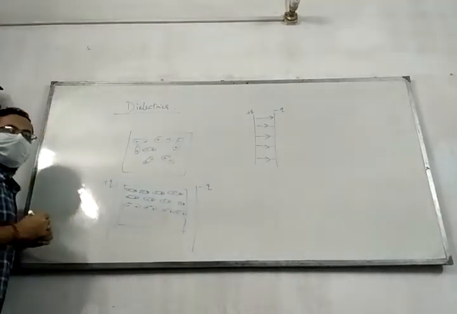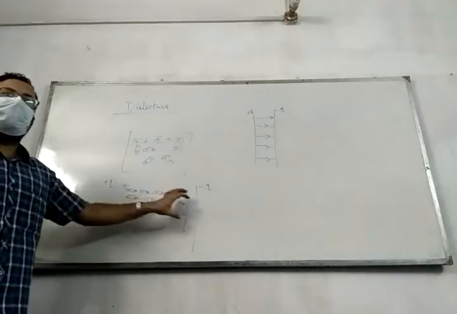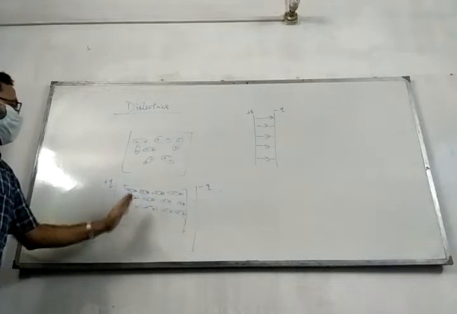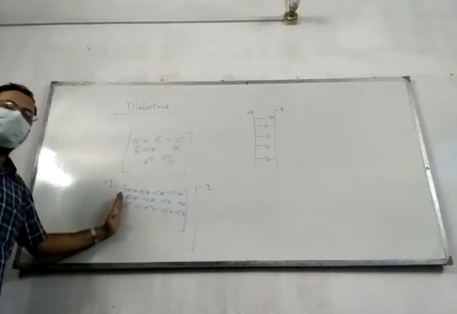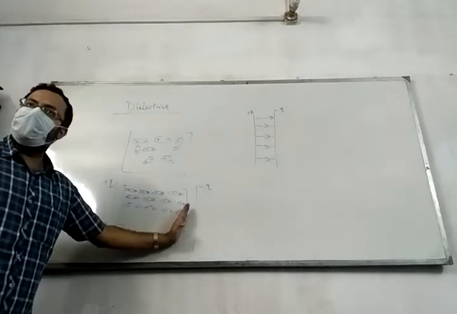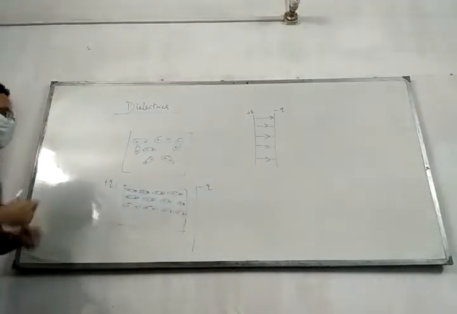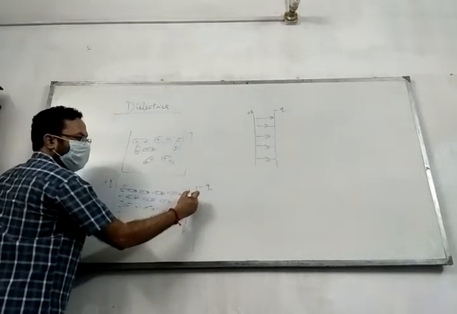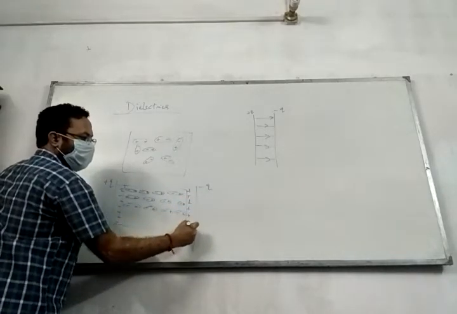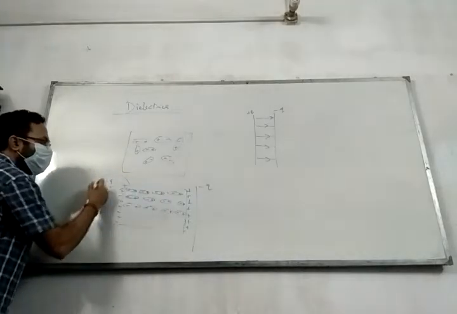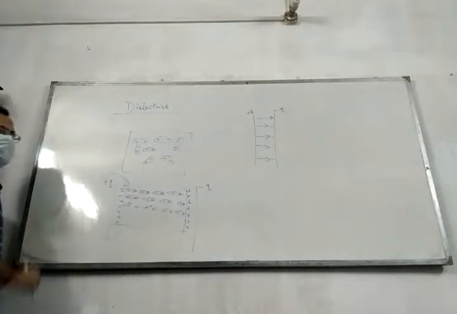Now tell me something. If all these dipoles align themselves, they will create a net negative charge on this side and a net positive charge on this side. So a net negative charge will develop here and a net positive charge here. So what will happen to the equivalent charge?